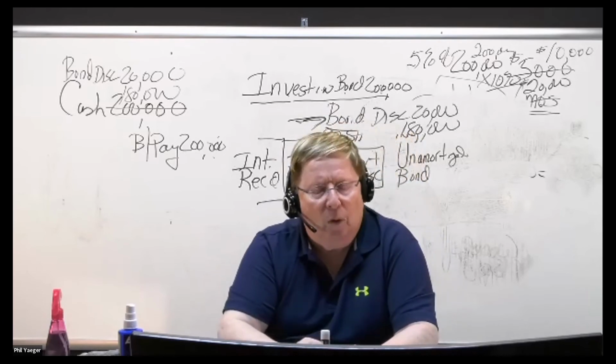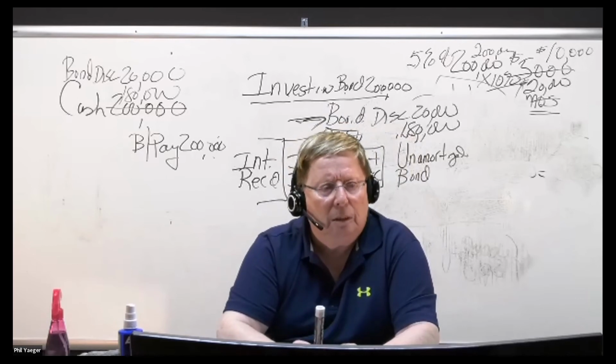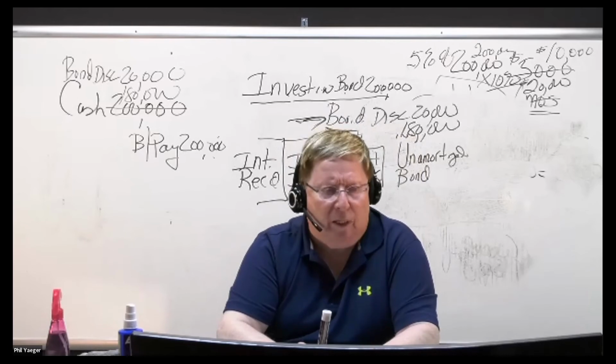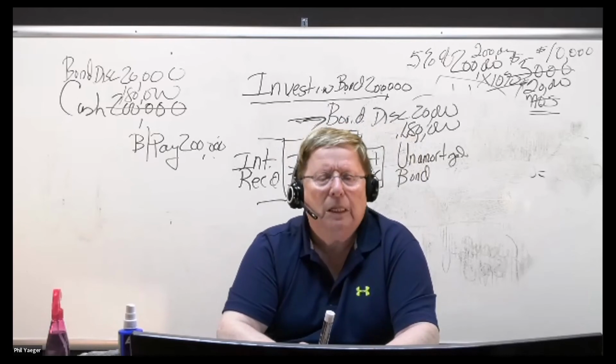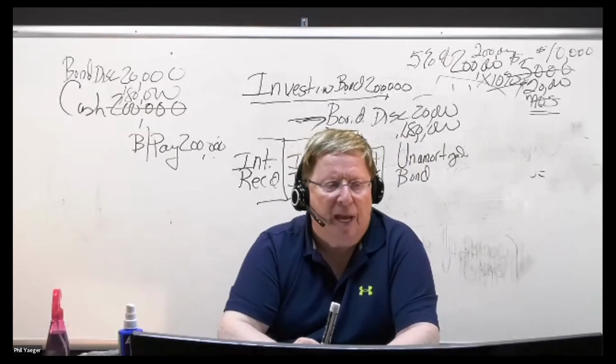Correct. Now, if you use double declining balance, no salvage value. It's basically twice the straight line, isn't it? Correct. All right. And sum of the year's digits is an accelerated method, right?